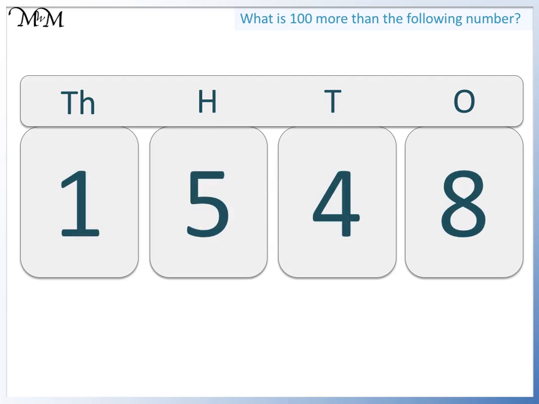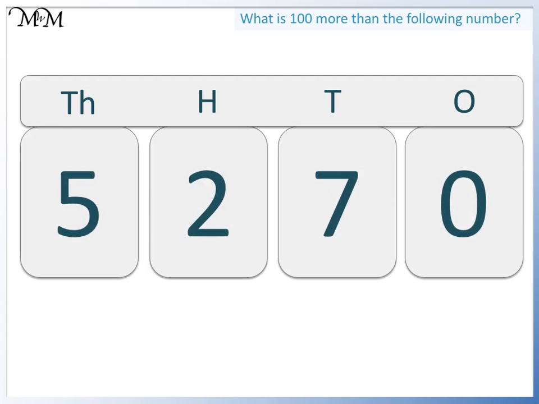What is 100 more than 1548? To add 100, we just need to look at the hundreds column. 5 plus 1 equals 6. So we have 1648.